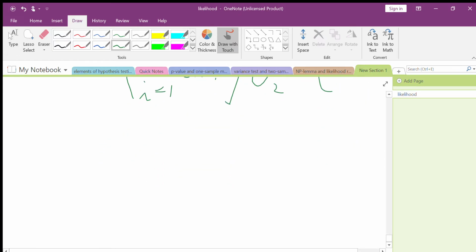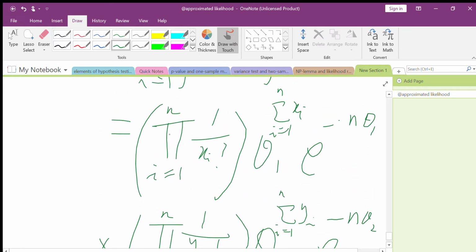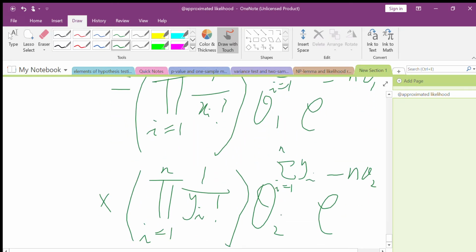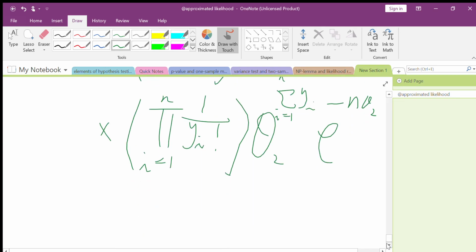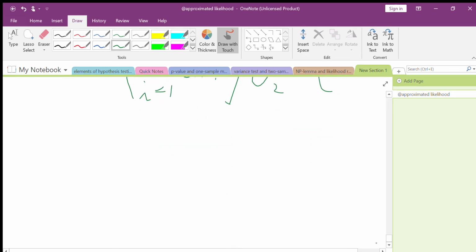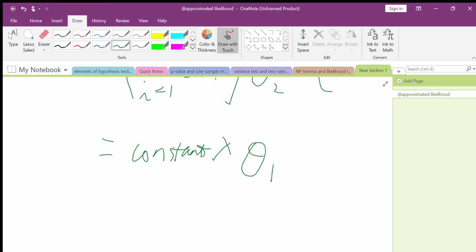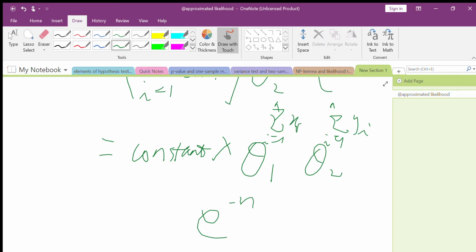And then we can observe that this representation has some constant in it. To maximize the likelihood function, the constant factor does not matter. So it is a constant times theta 1 raised to the power summation i from 1 to n xi, theta 2 raised to the power summation i from 1 to n yi, exponential raised to the power negative n times theta 1 plus theta 2.